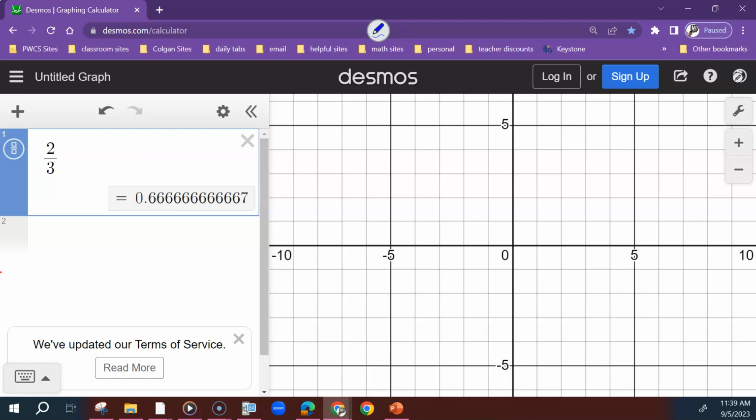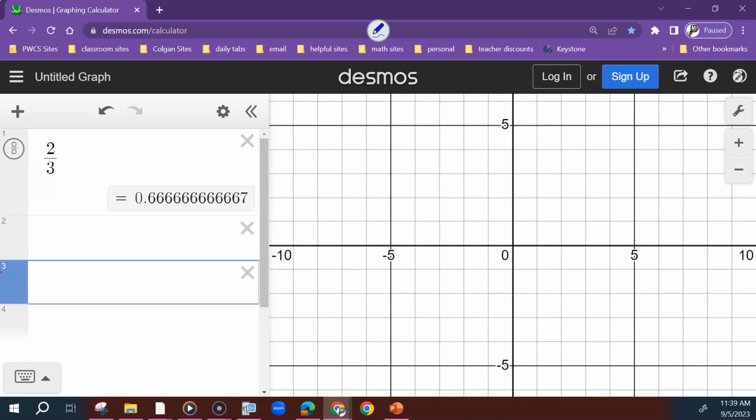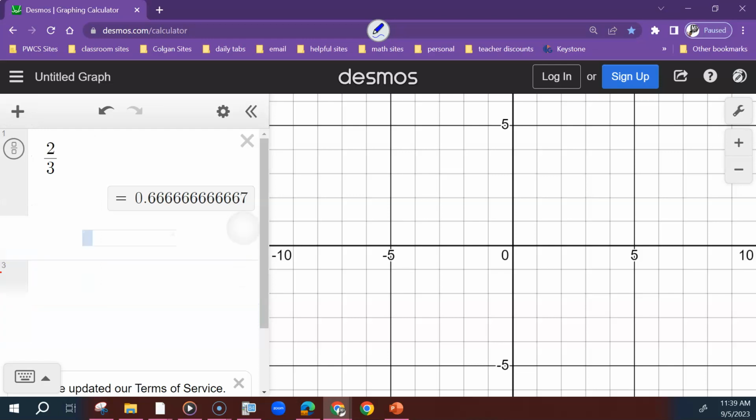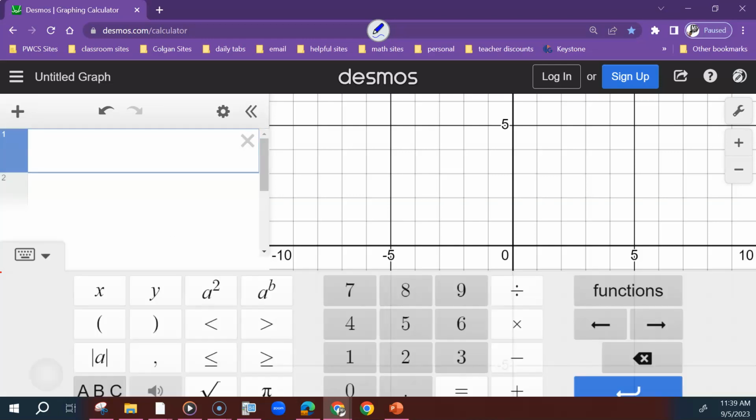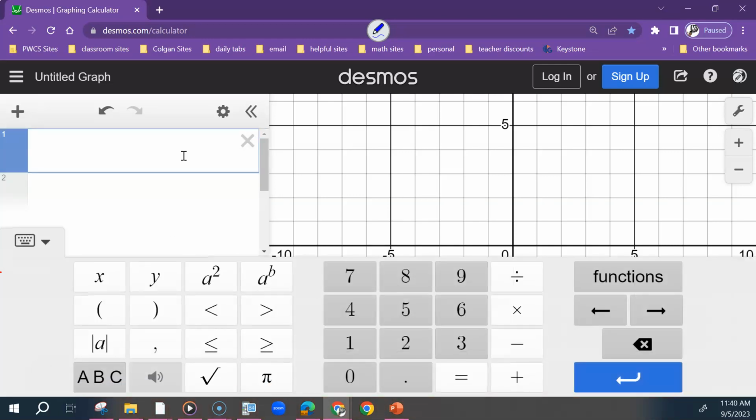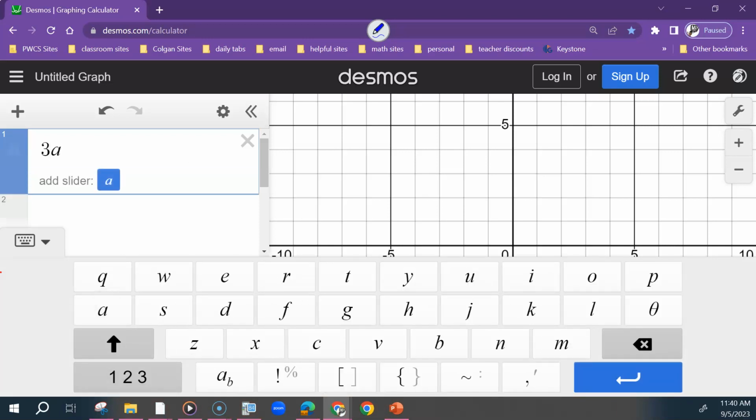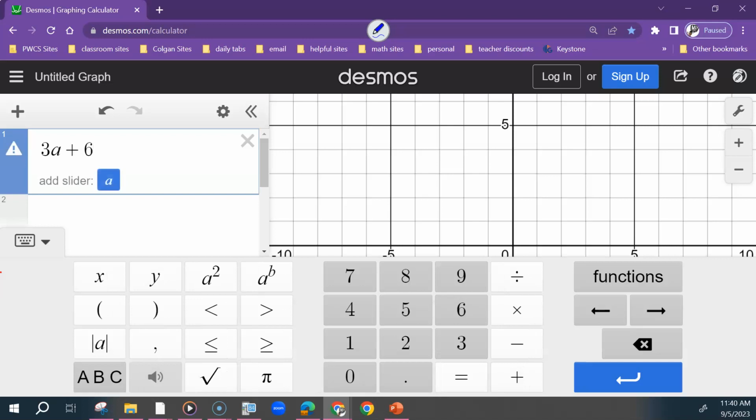Right. So you can go to the next line by just clicking it, or you can add expression from the plus. We'll do tables later. And then this will be the last one. Everyone type in this expression: 3a plus 6. So you can get to the a by going to the ABC. 3a plus 6.